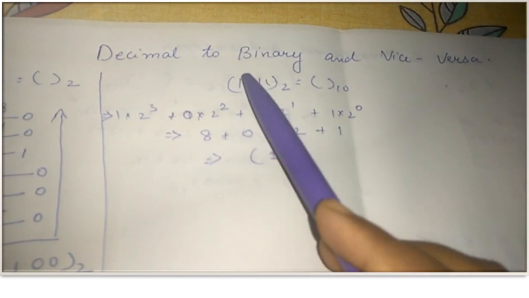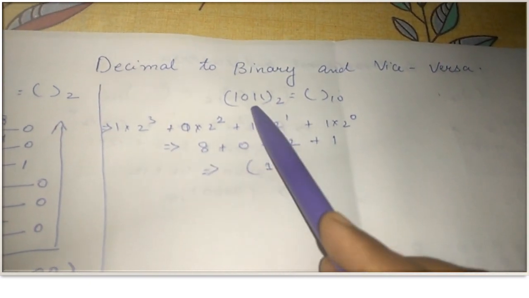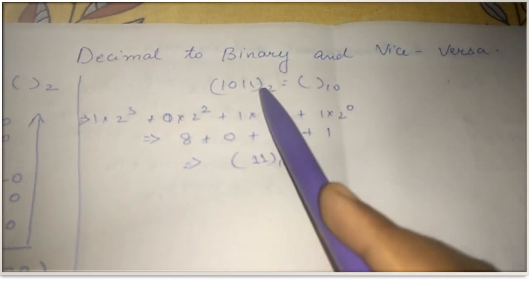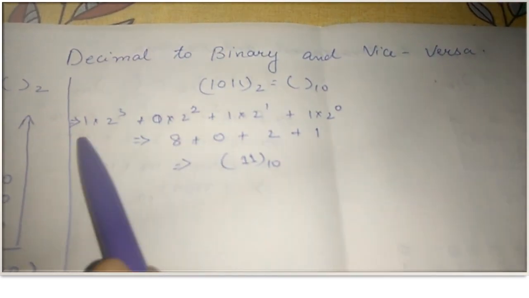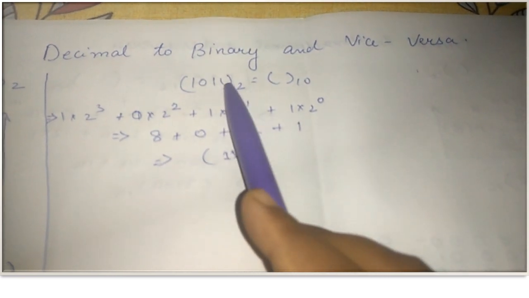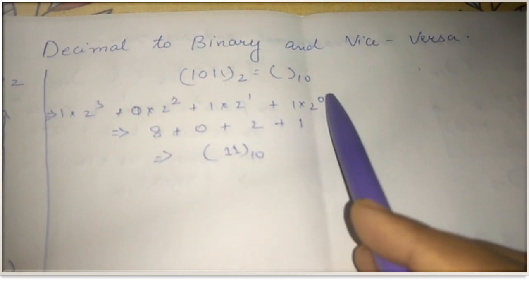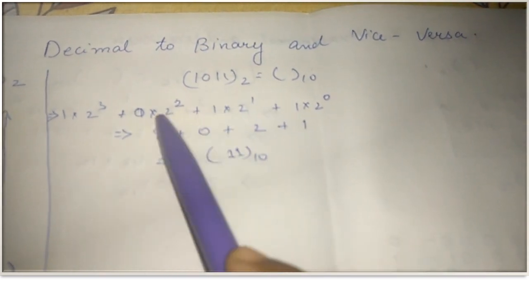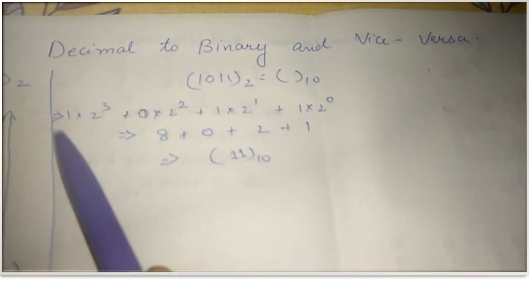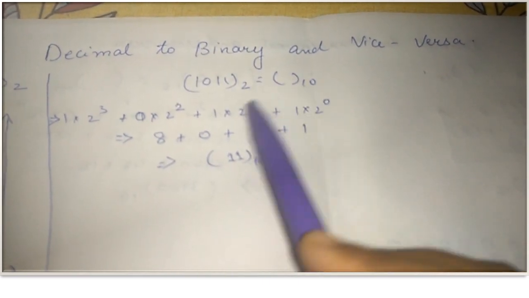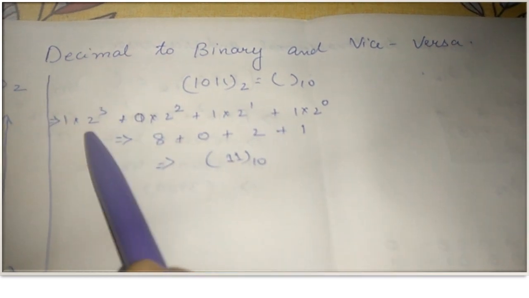Suppose the question is 1011, we have to convert it in decimal form. Okay, so how could we convert? Just write it. You write from the last, don't write from the first. So the first digit is 1. So 1 into 2 raised to 0 plus 1 into 2 raised to 1 plus 0 into 2 raised to 2 plus 1 into 2 raised to 3. Okay, from 2 raised to 0 to 2 raised to 3.